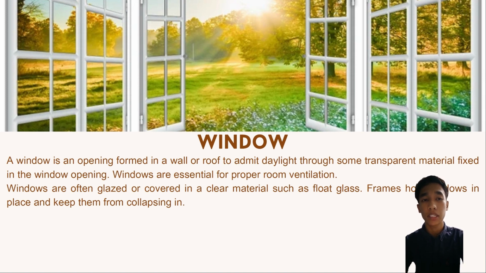As the window is part of the wall of a building, it should serve to exclude wind and rain and act as a barrier to excessive transfer of heat, sound, and spread of fire. Windows are often glazed or covered in a clear material such as float glass. Frames hold windows in place and keep them from collapsing in.